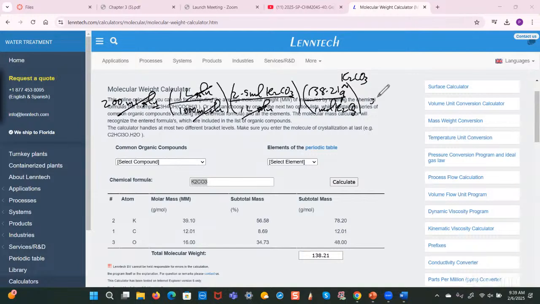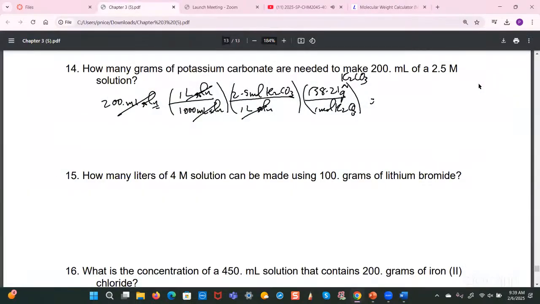So let me go back to here. So let's see what this gives. 200 divided by 1,000 times 2.5 times 138.21. And according to my calculation, this works out to be equal to, rounded to 3 sig figs, 69.1 grams of K2CO3.